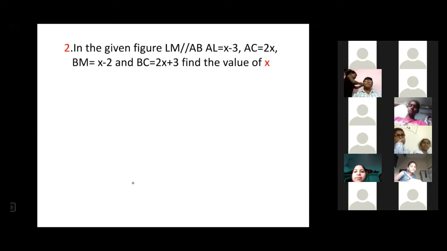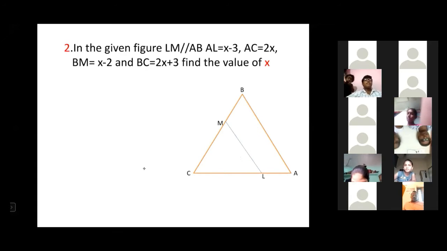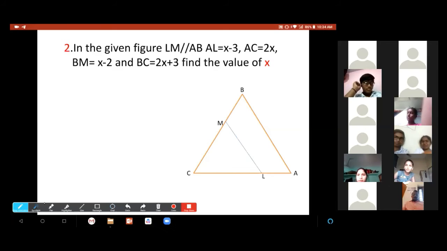See, this is another question. Read it out. In the given figure, in triangle ABC, it is given that LM is parallel to AB. Observe the figure. This LM is parallel to this AB, that is given.